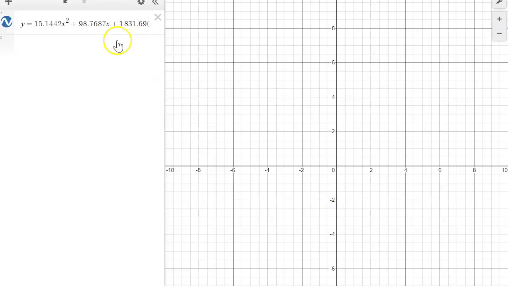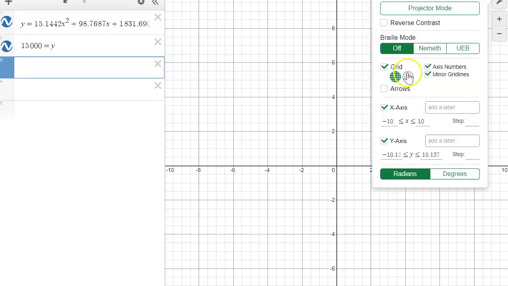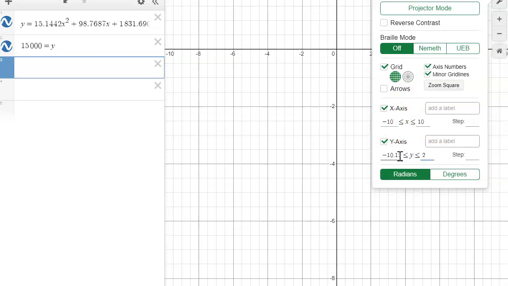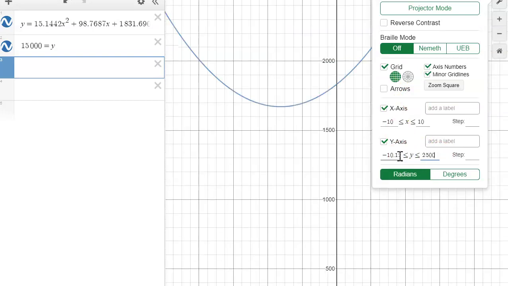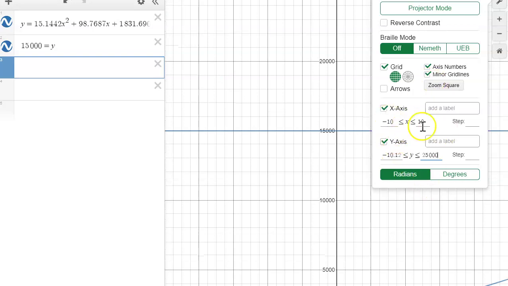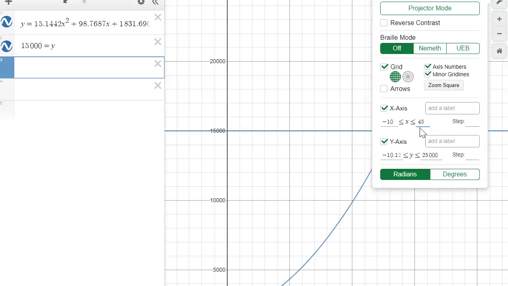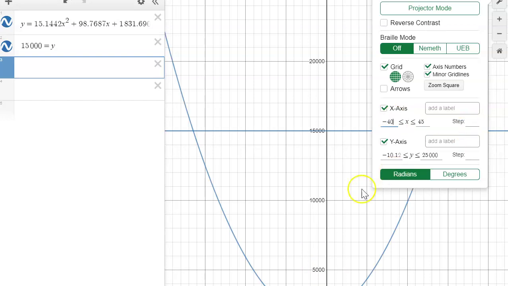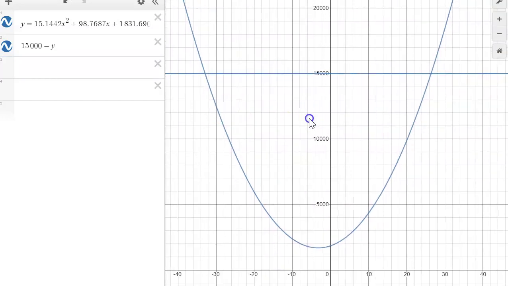That's not Desmos, this is Desmos. So I have that equation from yesterday. And then I want y equals 15,000. And I want to change my window so I can see this. And there, I have my two graphs. Don't know why they're both blue.